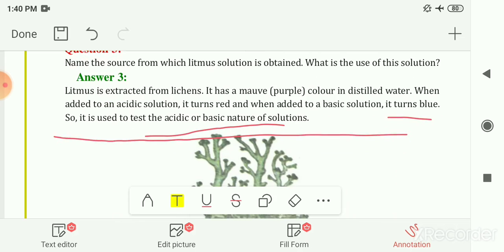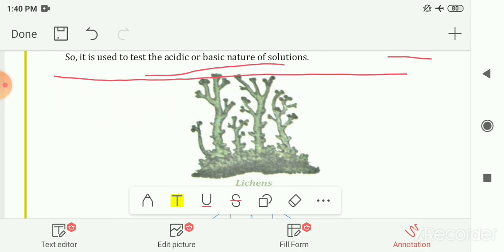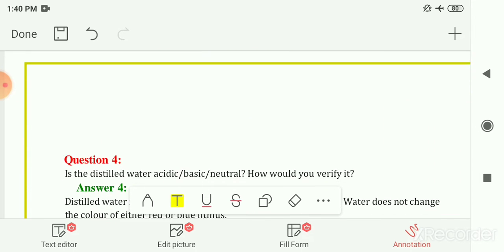Below this, the picture of the lichen is also given to you. So here lichens is shown to you. Now next question, question number 4.